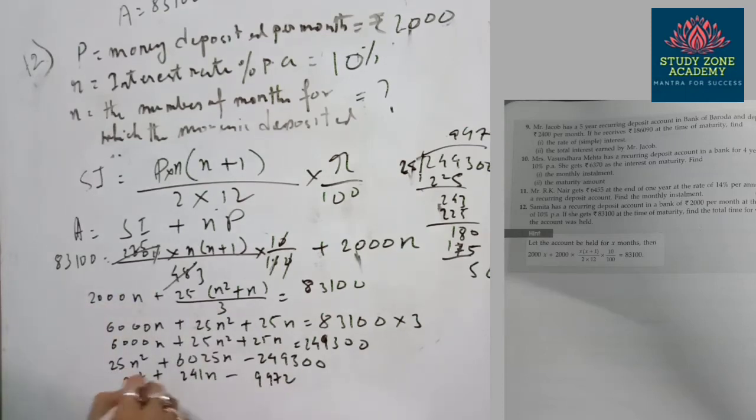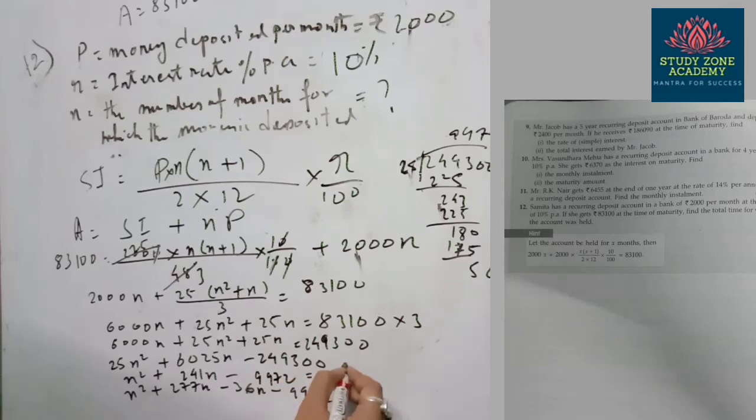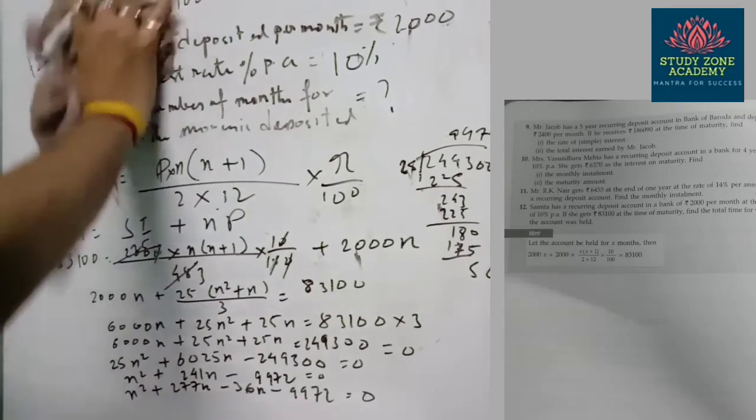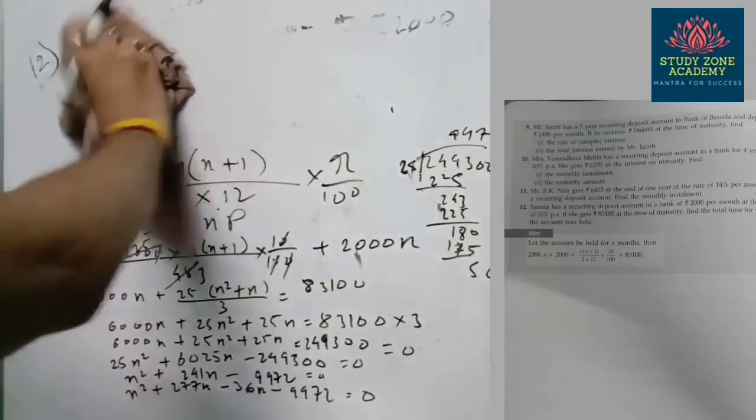This is n square. We can do the middle term factor here. 277n and 36 minus 9972. I forgot to put the 0 here. 9972 equals to 0. Let us take common. I hope it's visible. Shall I rub this part? Okay, fine, it will be better.